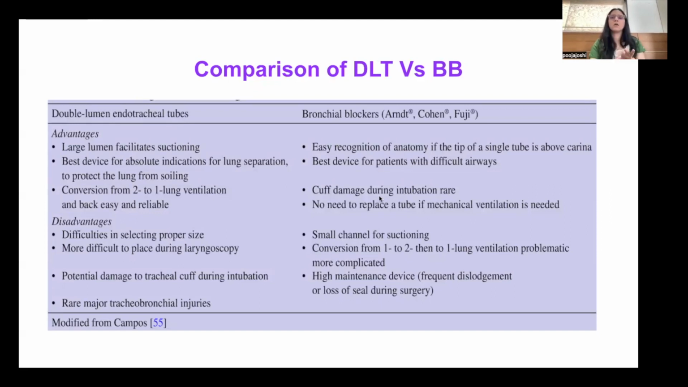airway. There is no chance of cuff damage during the intubation. There is no need to replace the tube if you plan post-operative mechanical ventilation. While the disadvantages of double lumen tubes are that there are no objective guidelines to select the proper size of the tube. It is more difficult to place, and there is a potential damage to the tracheal cuff during the intubation. While in case of bronchial blocker, the disadvantages are the suctioning, as we have mentioned earlier, is difficult, and conversion from one lung to two lung is problematic.